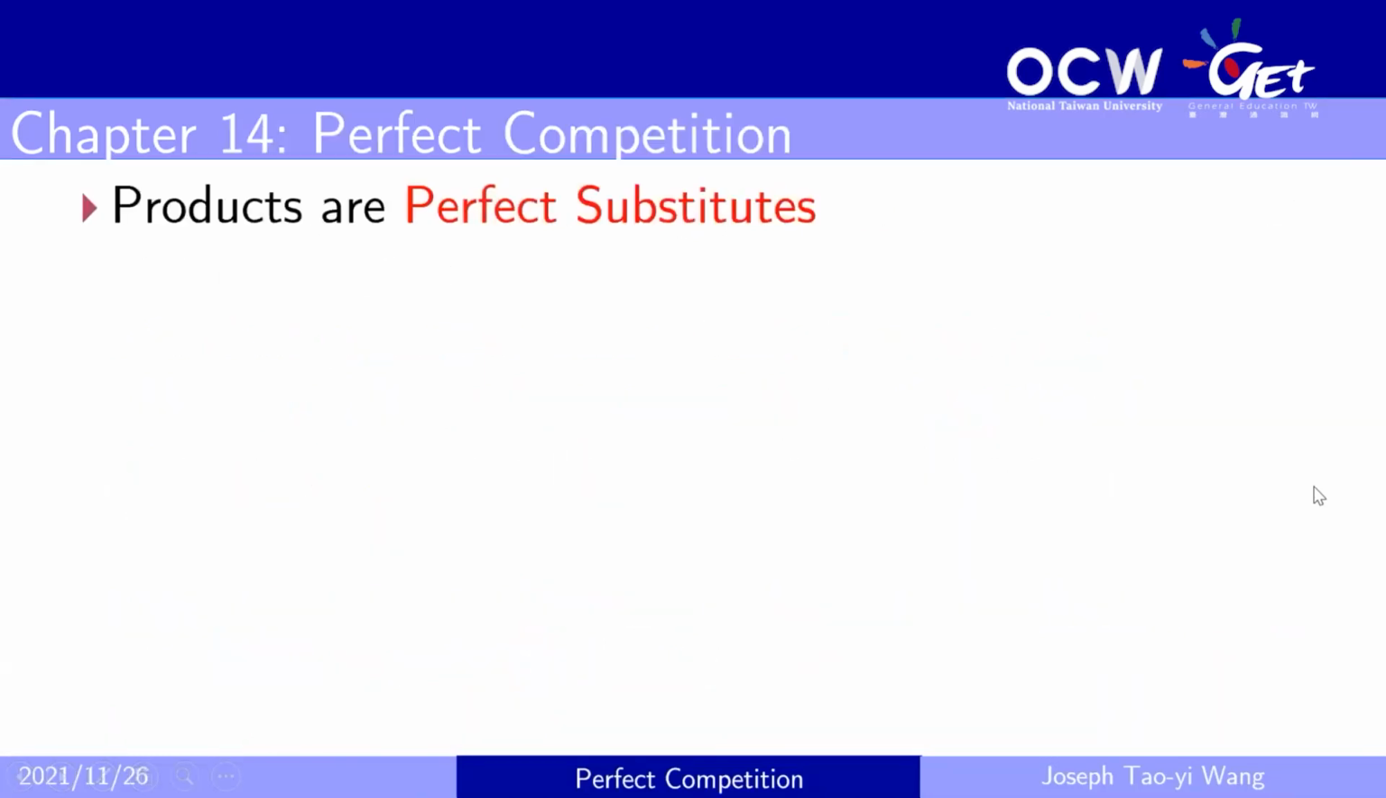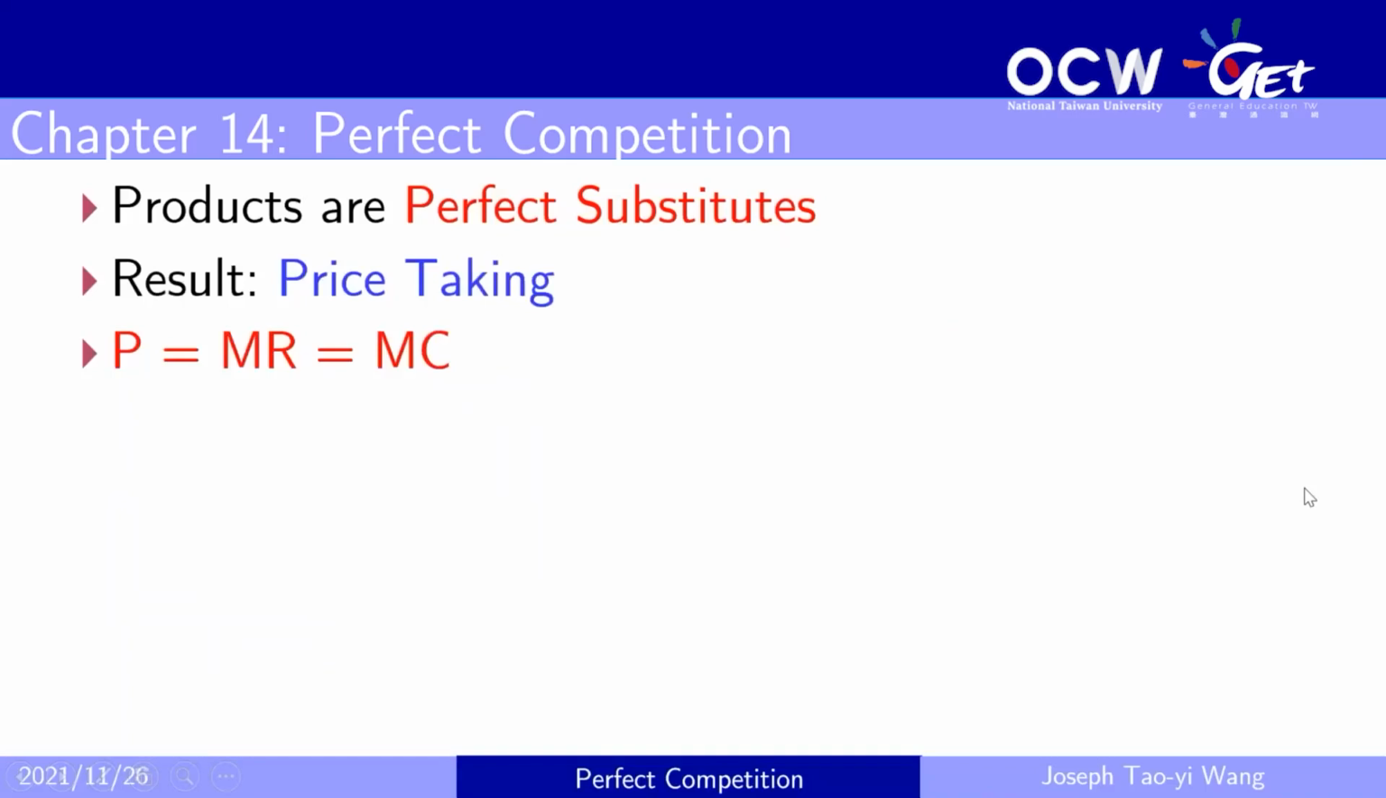So this is my one-page summary. You have perfect substitutes. This is the key essence of perfect competition. And the result is price taking. In some other classes, you might find that some people may think that price taking is the key essence of perfect competition. But what I think is that the key thing is perfect substitutes, and price taking is the result. So here you price at P equal to MR equal to MC.